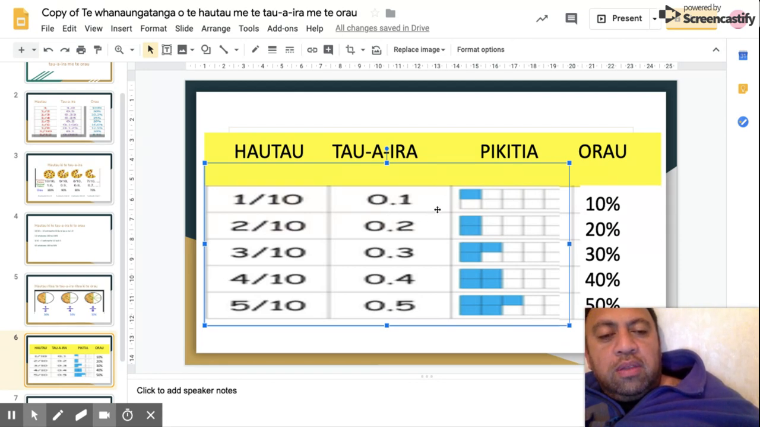If you wanted to make the decimal into an Orau, the tauira into an Orau, we go 0.1, whakarea 100, ka puta te 10%. So therefore, when we look at this picture, 10% of this chocolate bar has been eaten. And the same demonstration goes for everything else, as you can see. It's 20%, 30%, 40%, 50%.